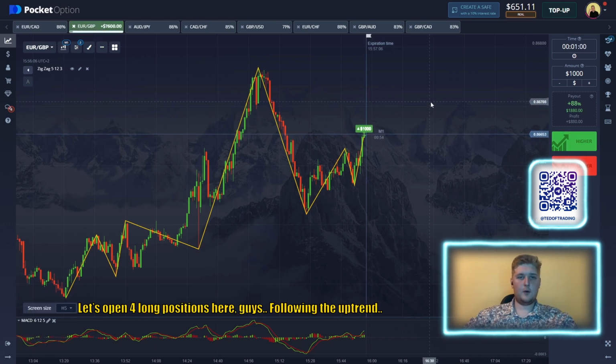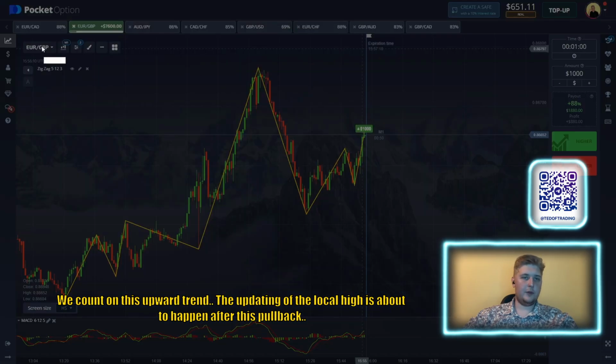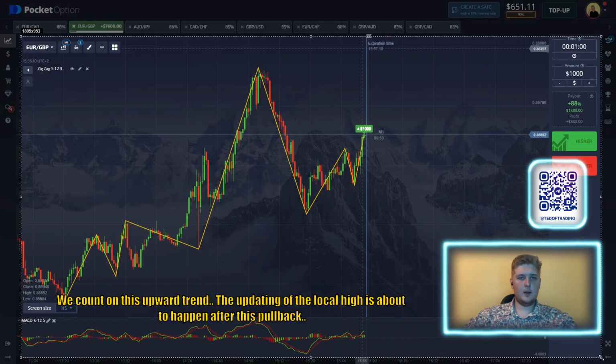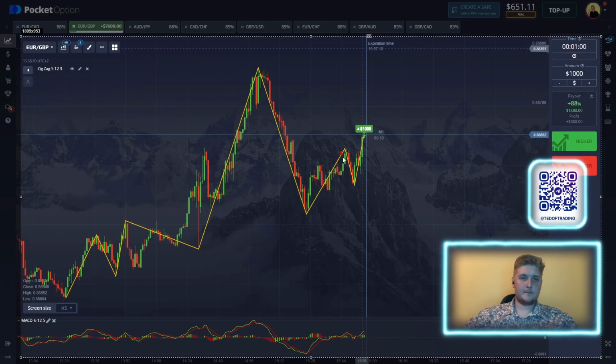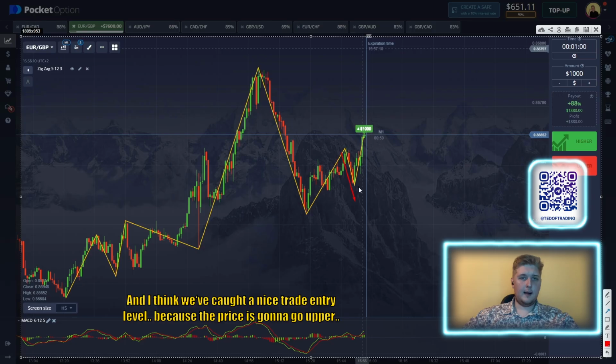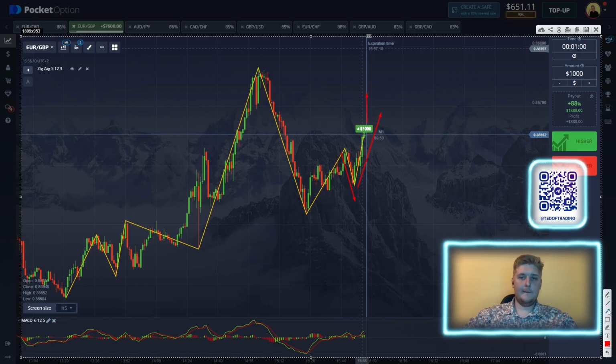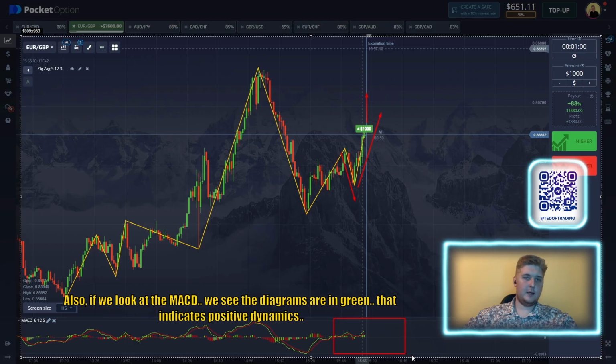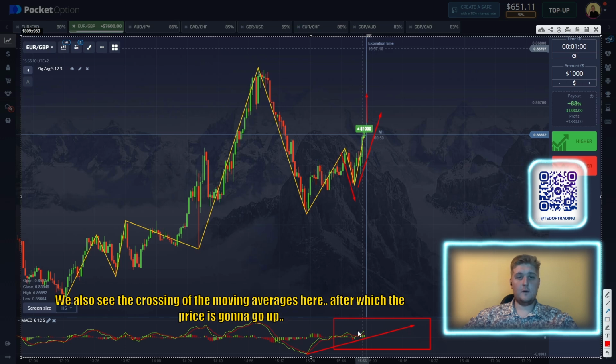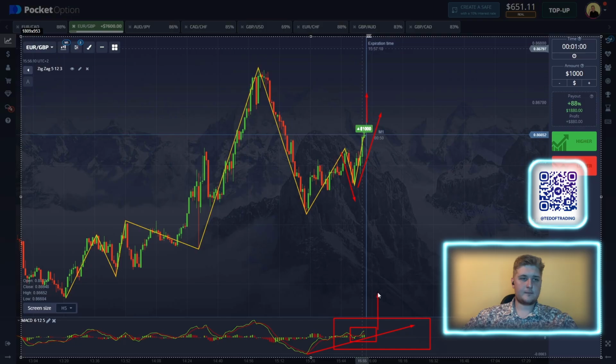Now let's open 4 long positions here, guys. Following the uptrend, we count on this upward trend. The updating of the local high is about to happen after this pullback, and I think we caught a nice trade entry level because the price is gonna go up. Also, if we look at the MACD, we see the diagrams are in green. That indicates positive dynamics. We also see the crossing of the moving average here, after which the price is going to go up.